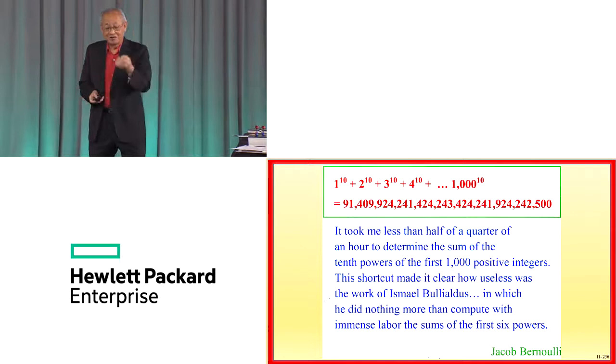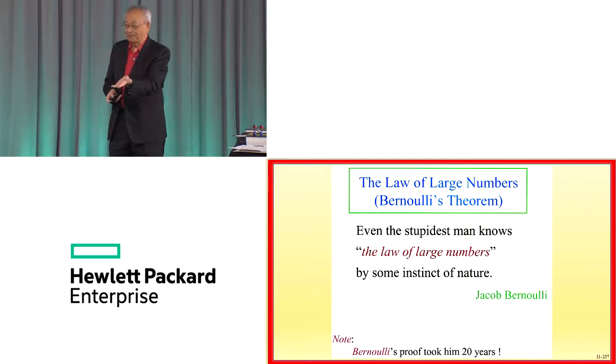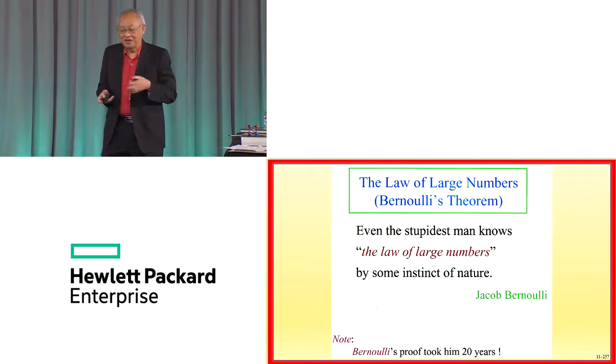And so the law of large numbers, for example, the same Jacob said, even the stupidest man knows the law of large numbers by some instinct. He's making it sound so trivial. It turned out that it took him 20 years to do that, just to tell you the connection. Thank you very much.